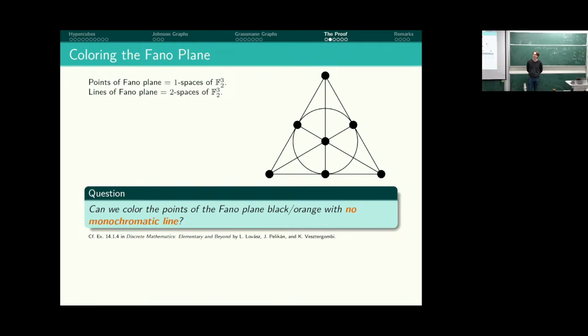Does anyone want to make a guess? The fact that you're asking the question strongly pushes in one direction. Yeah, probably.